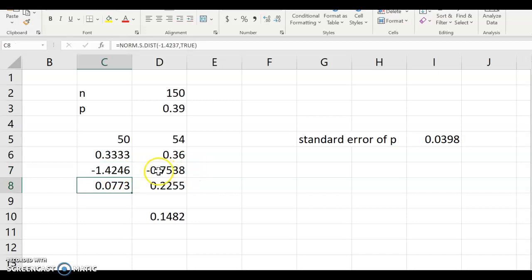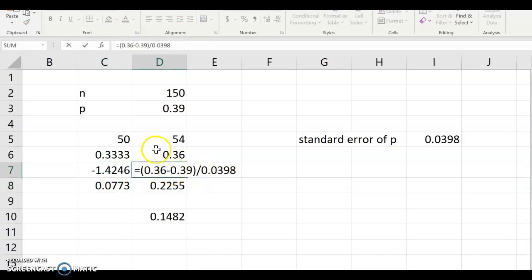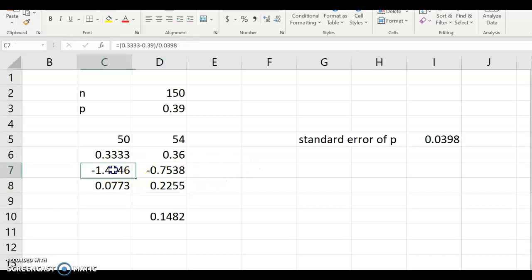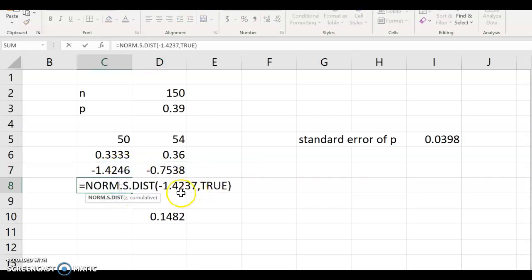Okay, so then you're going to do the same thing over here. The sample minus the population divided by 0.0398. Okay, there are your z-scores rounded to 4 decimal places. Then you're going to plug your z-score into your normal.dist.